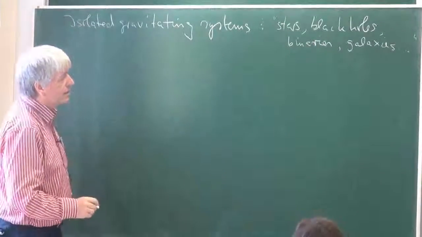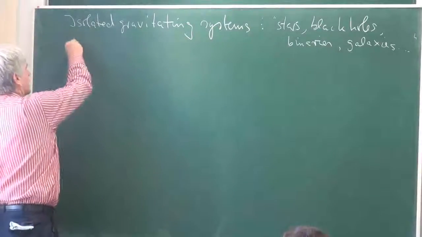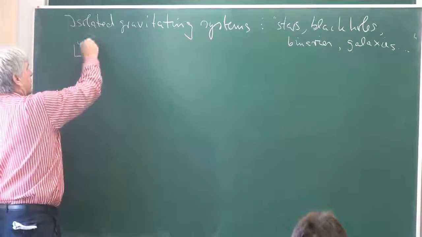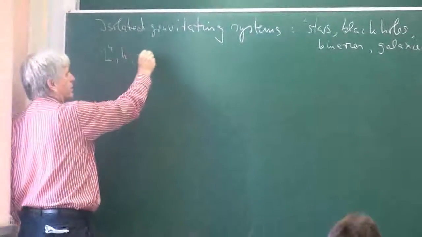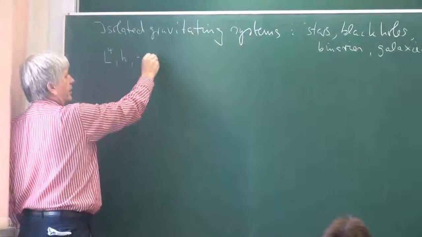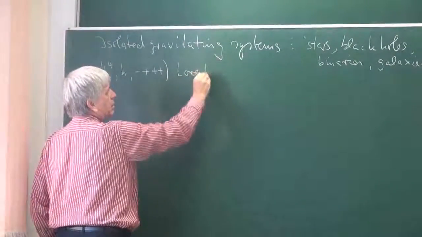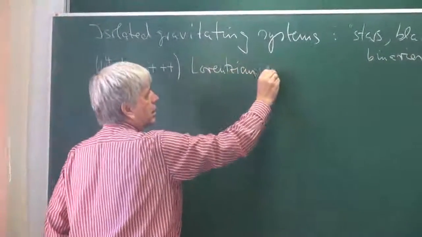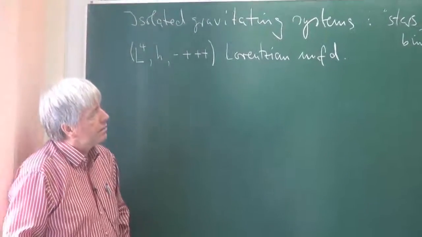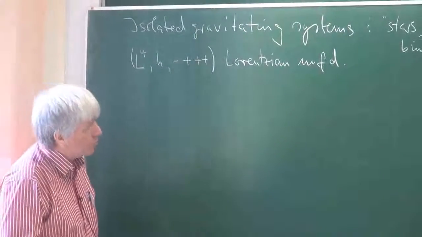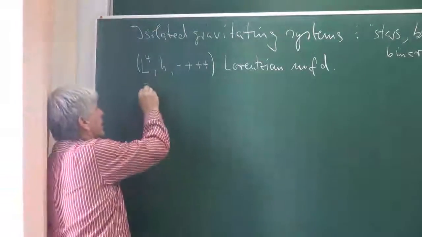Now, these things in general relativity are modeled by some Lorentzian manifold. So it's four-dimensional, with a Lorentzian metric, so it has one negative eigenvalue everywhere and three positive eigenvalues. And this is called space-time. And on this space-time, you have Einstein's equation.